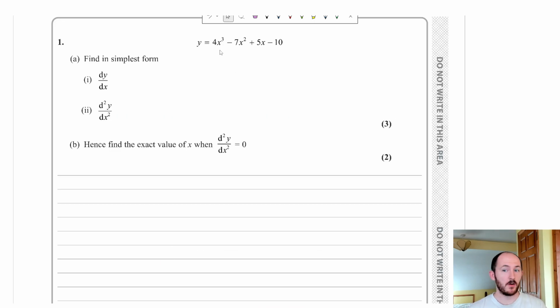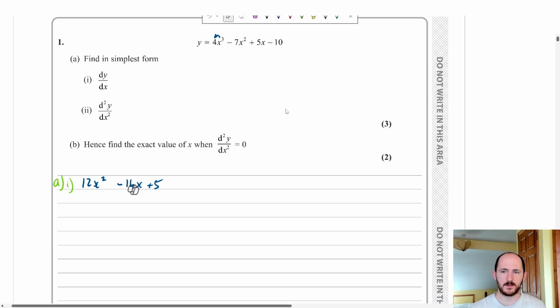First question, hopefully a fairly simple standard differentiation. So the first part is to find dy by dx in its simplest form. When you differentiate, you bring the power forward. So that's 4 times 3, which is 12x squared, minus 14x plus 5. Because x to the power 1 is 1, you bring the 1 down, you have x to the power 0, which is 1, and then constants just go to 0.